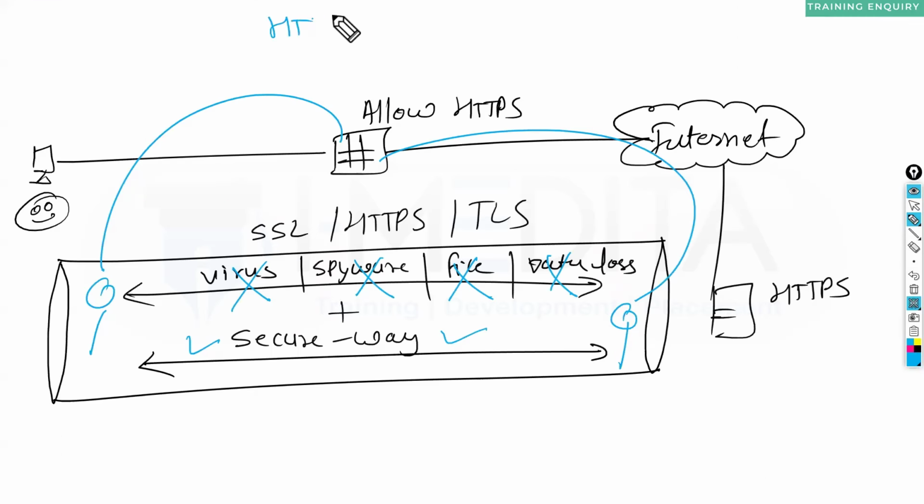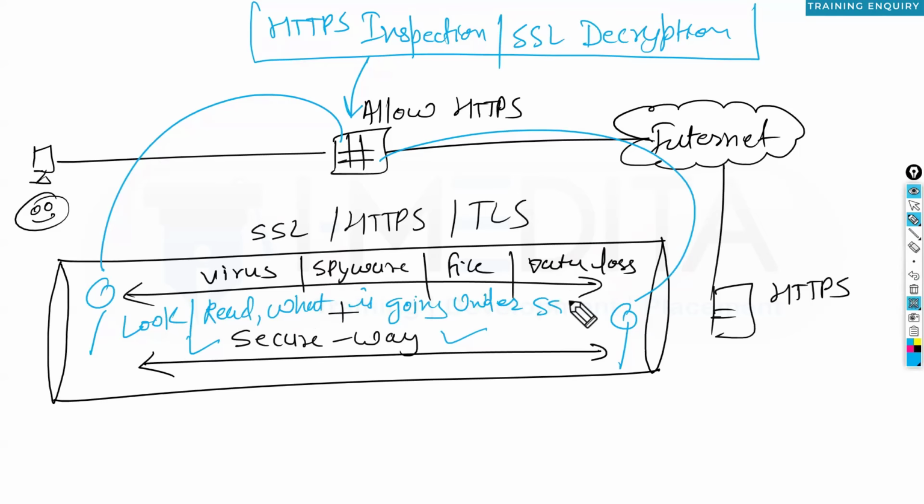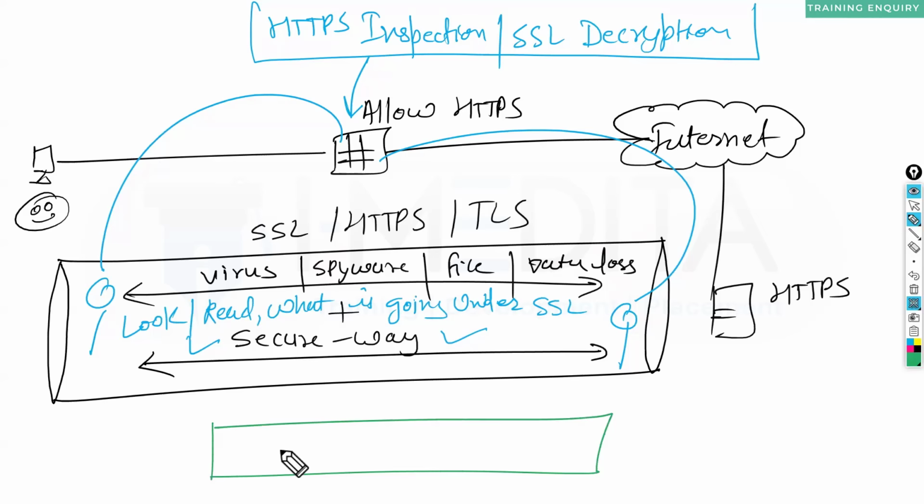So with the help of HTTPS inspection or SSL decryption, our firewall can look inside the SSL tunnel, and if something is suspicious, we can block it. But remember, decryption can only look, or read, what is going on under the SSL tunnel, but it can't drop it. To drop or block it, we have to use another feature that is called security profiles.